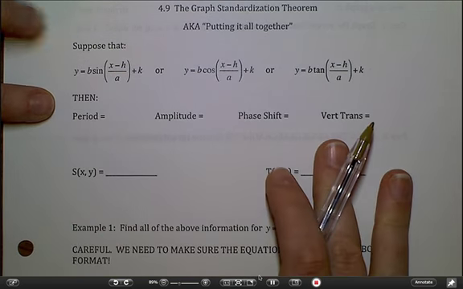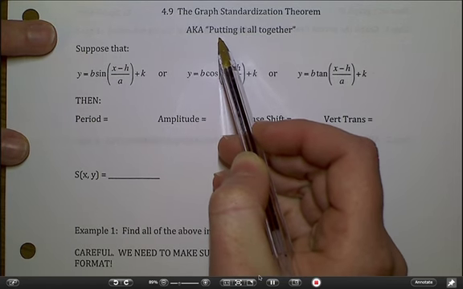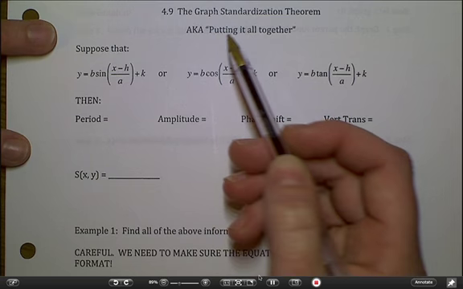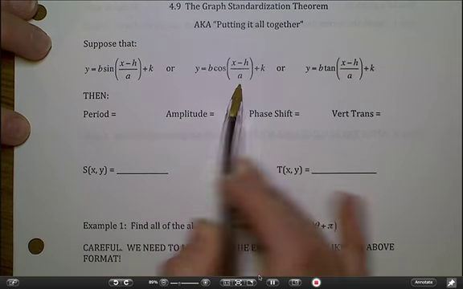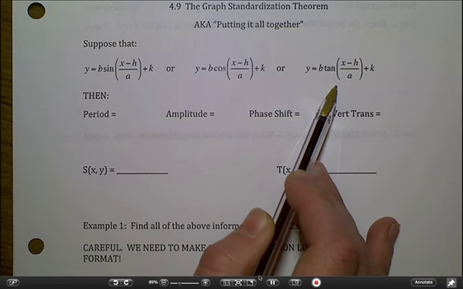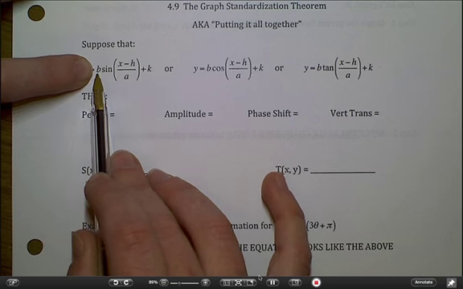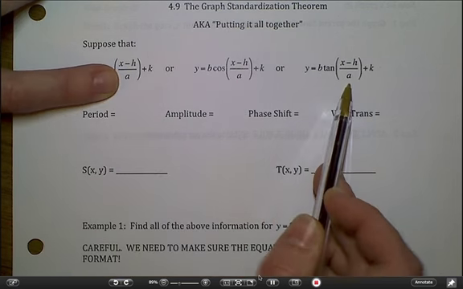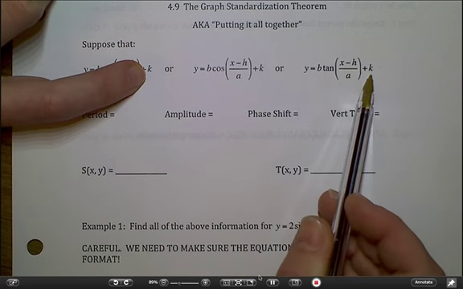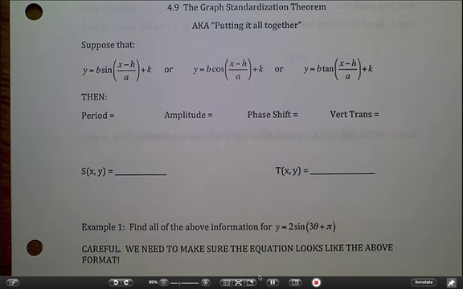What 4.9 is all about is putting scale changes and translations all together in equations and graphs and whatnot. So at the top here, I actually have three generic formats, sine, cosine, and tangent, that you'll see. B is a number in front of each of them. A is a number on the inside, on the bottom. K is a number on the outside. And H is being subtracted on the inside. So each one of those tells us something.